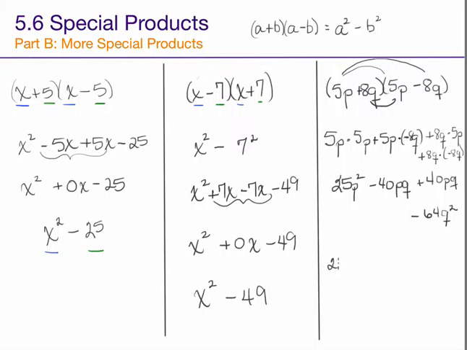This becomes 25p squared, and notice that once again the middle two terms add up to 0. This time what I have none of is pq's, minus 64q squared. Since I don't have any of these, I don't need to write it. And my final answer looks like this.